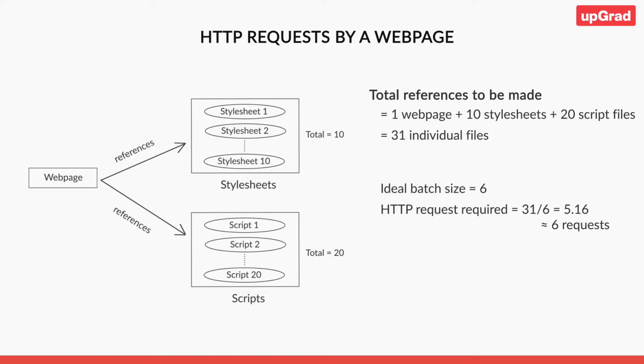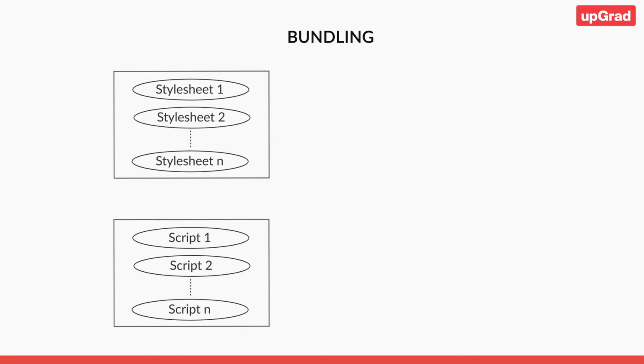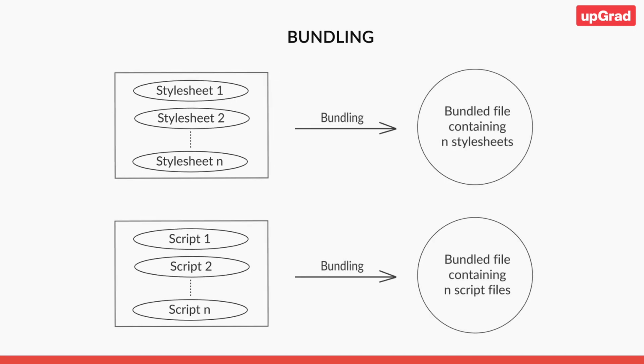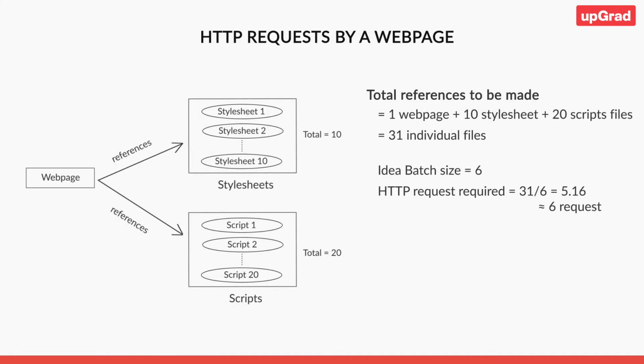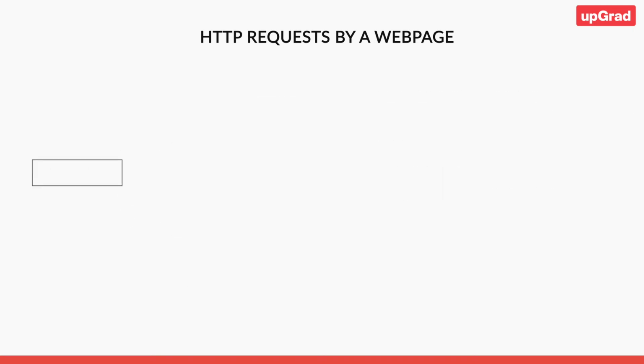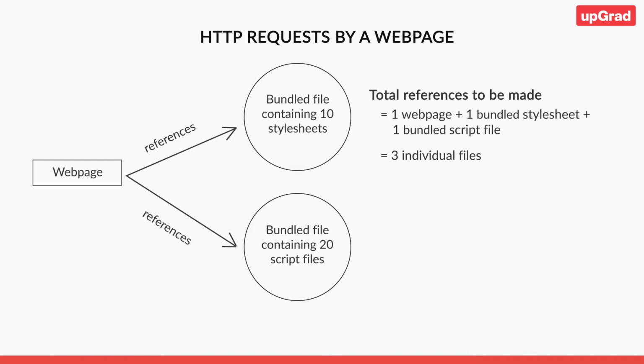So what do you do in such a case? This is where bundling helps. Bundling reduces the number of HTTP requests by merging multiple style sheets or script files into a single file that can be loaded at once. Thus, if you go with bundling in the above scenario, you need to reference only 3 files: one web page, one bundled style sheet containing all 10 style sheets, and one bundled script file containing all 20 script files. Thus, referencing these 3 files can be achieved in a single HTTP request as opposed to the need for making 6 requests in the earlier case.